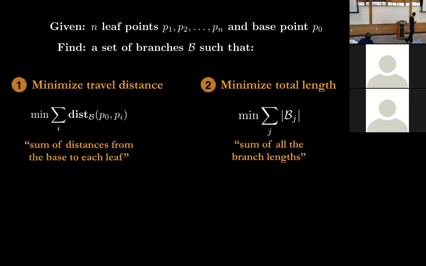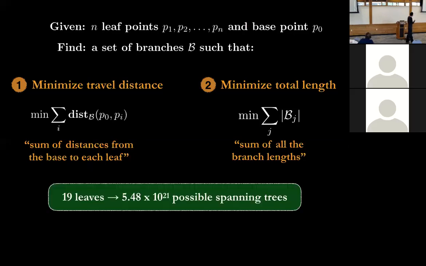Okay, and just to give you a sense of the phenotype space that exists with this characterization, even if I just had 19 points, in other words 20 leaves or 19 leaves on this tree, there are 5.48 times 10 to the 21st possible networks that you could build that connect up all of these leaves together. So it's a huge design space that we're in, and now let's actually dig into this space and see what it looks like with respect to these objectives.